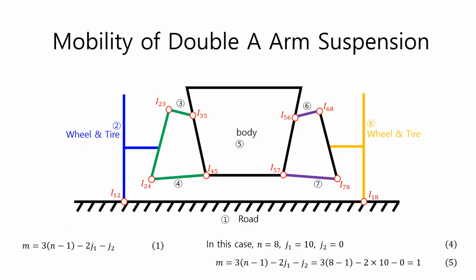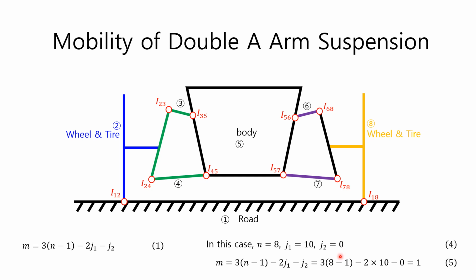Now that we understand the concept of mobility, let's find the mobility value of the double A-arm suspension we looked at earlier. Referring to the figure, as shown in equation 4, the total number of links n of the double A-arm suspension is 8, the total number of joints J1 with 1 degree of freedom is 10, and the total number of joints J2 with 2 degrees of freedom is 0.